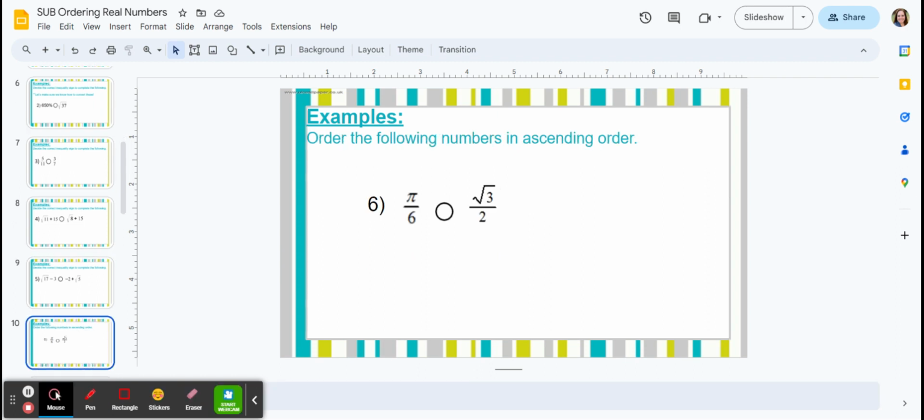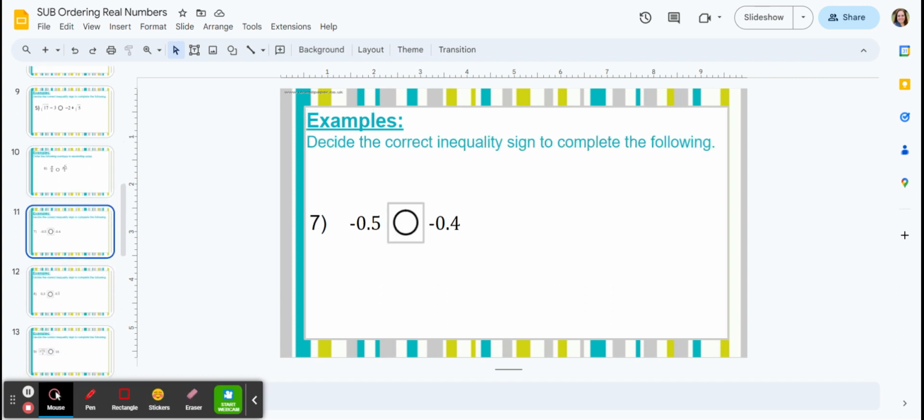Okay, Desmos does have a pi symbol, so you can do pi and then hit divided by 6. That gives me 0.52, or 0.53 excuse me. And then we're going to do the square root of 3. Make sure you get out of the square root, then hit divided by 2. If you don't, it will have everything in the square root. So make sure the 2 is not in the square root. That gives me 0.8. Obviously 0.8 is bigger than 0.5, so pi divided by 6 is less than the square root of 3 divided by 2.